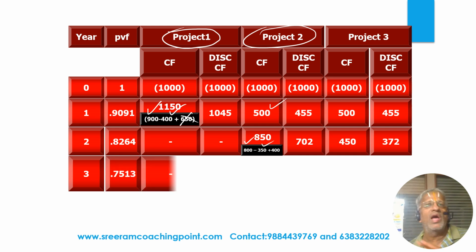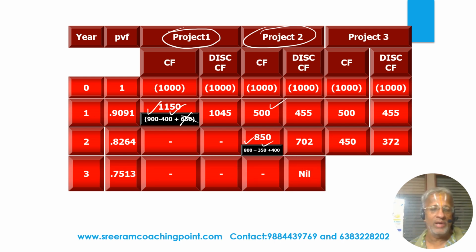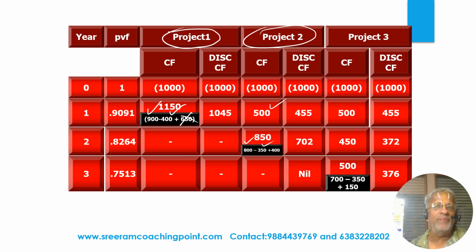You will not have any updates in year number 1 and 2. Only in year number 3 is it going to be there, and it is on the same lines as we have done for year number 1 and year number 2. What is it that we do have? So revenue minus expenditure plus the salvage value, 700 minus 350 plus 150. So if you discount it, it is going to be 376.